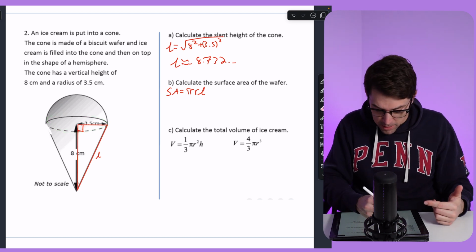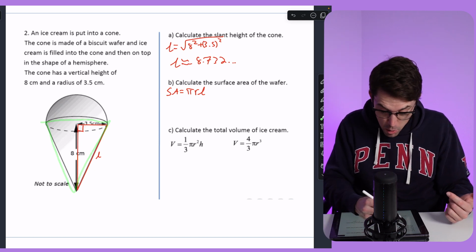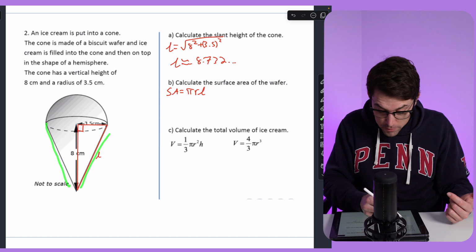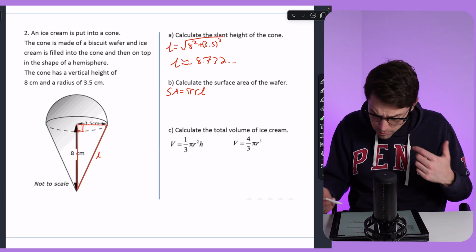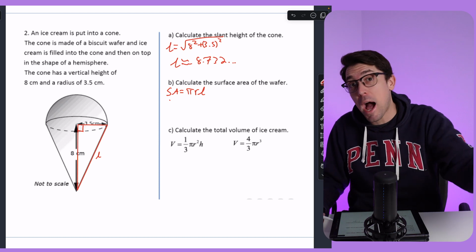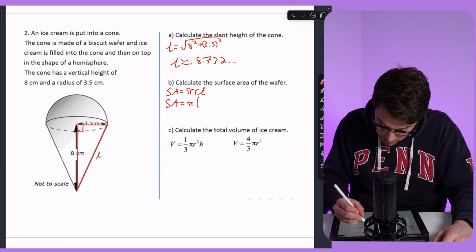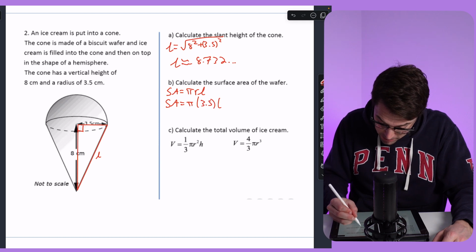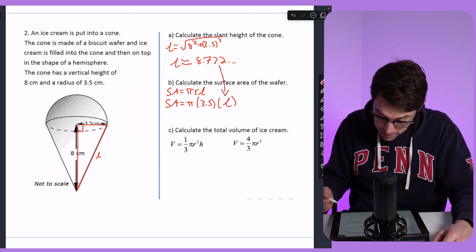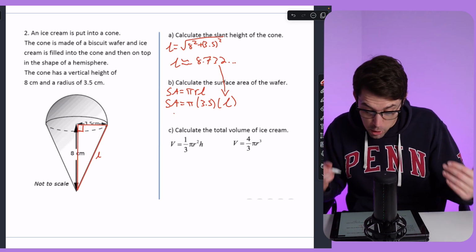The only part that we need, in this case, let's say to wrap with napkins or something, would actually just be the curved area of the cone, which we were given in our last problem and also in our formula booklets is pi r L. So the surface area is going to be equal to pi times the radius, 3.5, times L, which again I want to use as specific a number as I possibly can.